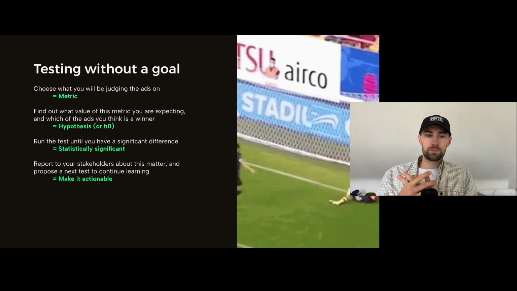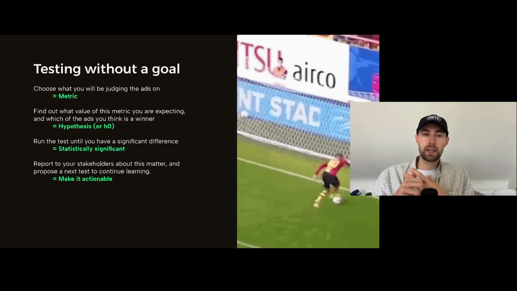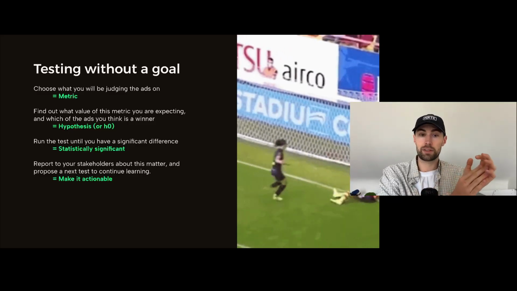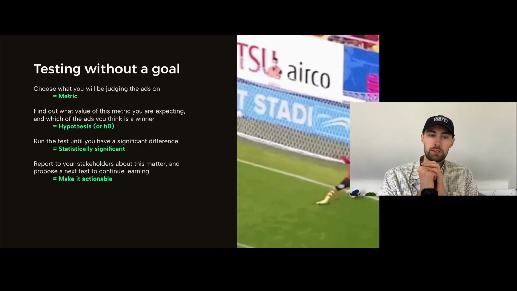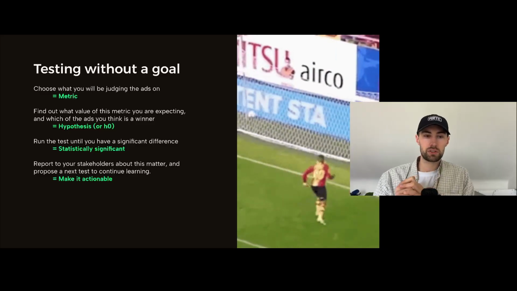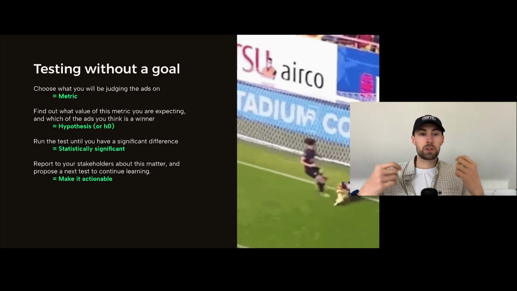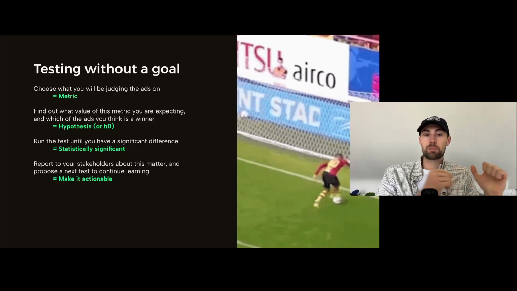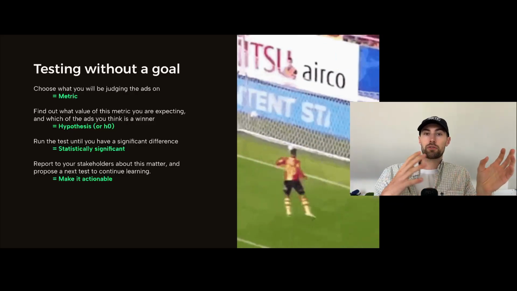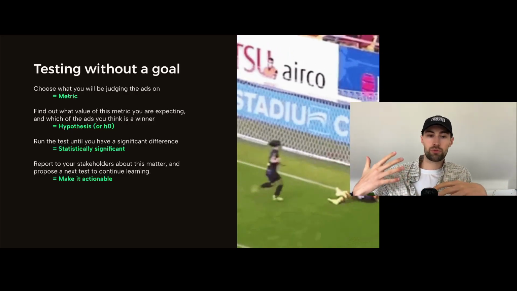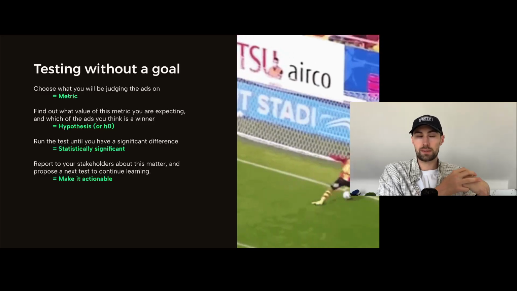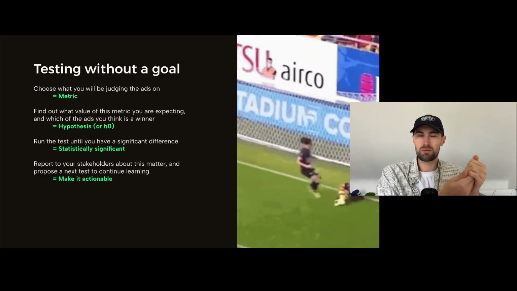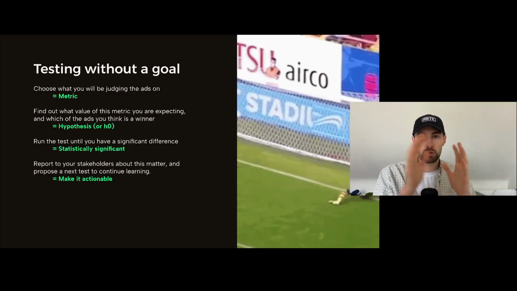Then the third one, you have to run the test until you have significant difference. That means statistically significant. I'll get into that later on as well. I'll explain a bit how that works. And then lastly, you want to be able to report to the stakeholders about what you tested and then propose a next test to make sure you have continuous learning, so you constantly improve. And very important with your tests and the winners is to make them actionable. You learned X, now we're going to do Y.